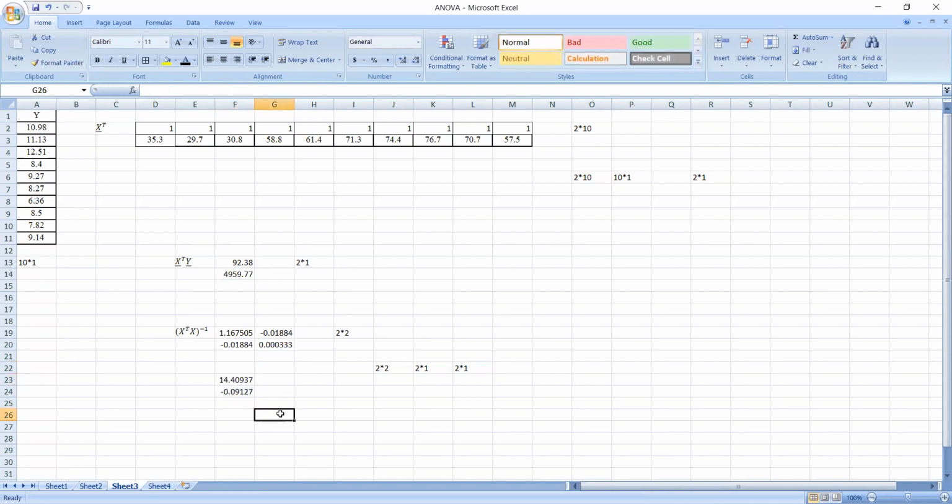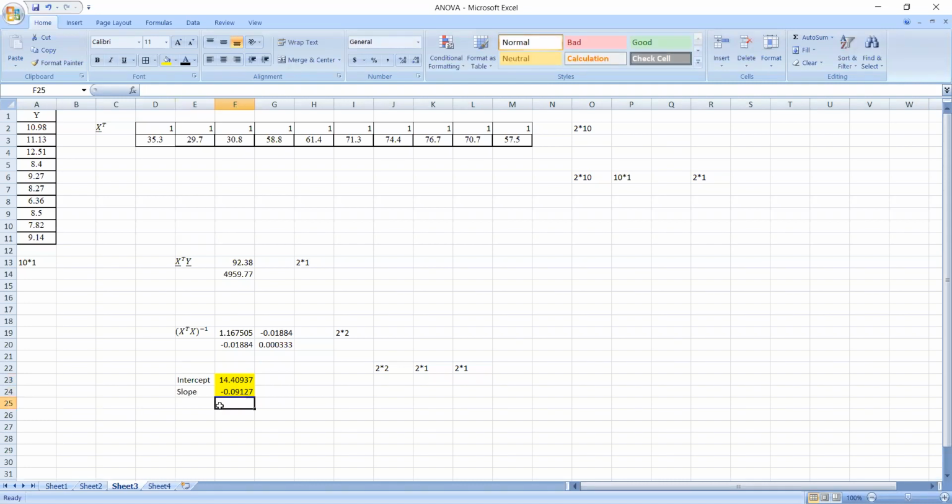Right? So you can see you will get two values. These are the two values, the estimators of your parameters. This is the matrix beta, right? So you can just see we get two values. The first value is the value of the intercept, and the second value is the value of the slope.